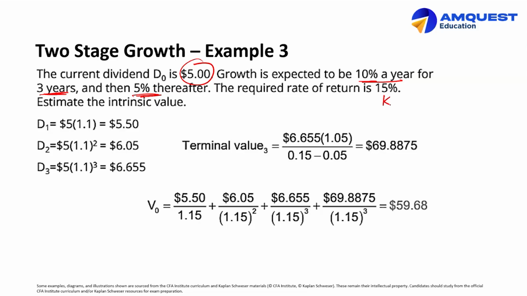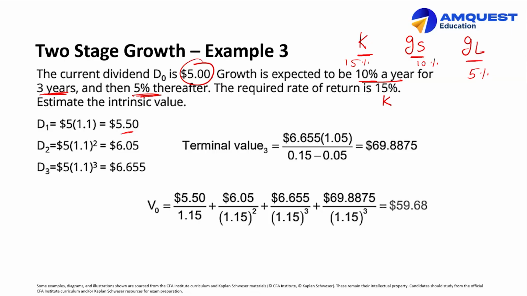रिक्वायर्ड रेट ऑफ रिटर्न K मुझे दिया है 15%. इन दिस क्वेश्चन आई हैव K, आई हैव GS and GL. GS is the short term growth rate, GL is the long term growth rate. My K is how much? My K is 15%. I have to check GS क्या है? 10%. K always has to be greater than G. ठीक है, यहाँ पे कंडीशन फुलफिल हो रहा है. GL is 5%, यहाँ पे भी K is greater than G, the condition is getting fulfilled.